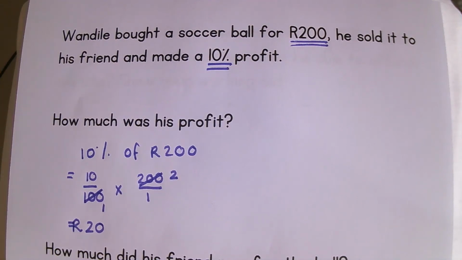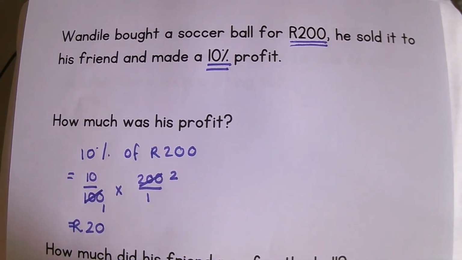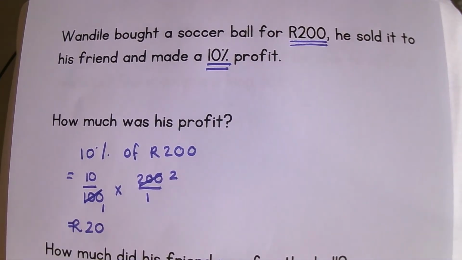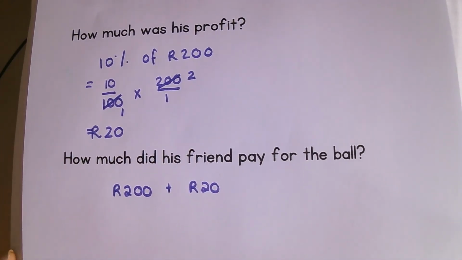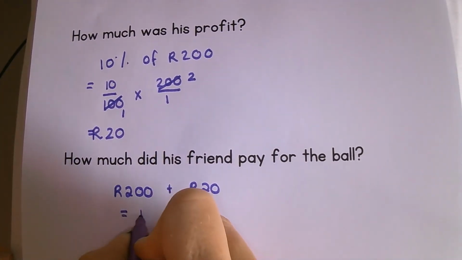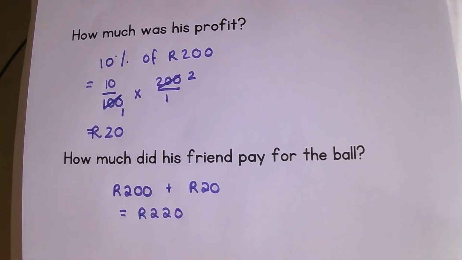Okay, now just remember, he bought the soccer ball for 200 and he sold it to his friend and made a profit, which means he made money off of this. So he made an extra 20 Rand off this. Alright, so think about this for the next question. How much did his friend pay for the ball? So remember, the ball was originally 200 Rand. He made a profit of 20 Rand. So if we take the original price of the ball, 200 Rand, we add the profit that he made. Okay, so we've got 200 plus 20, and you'll see that he sold the ball for 220 Rand.